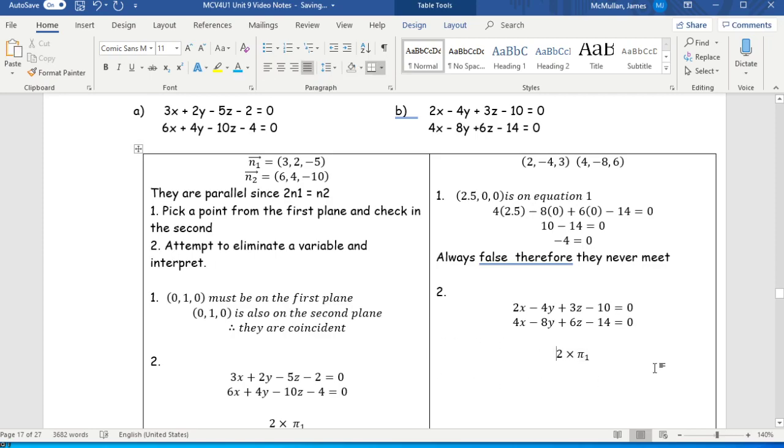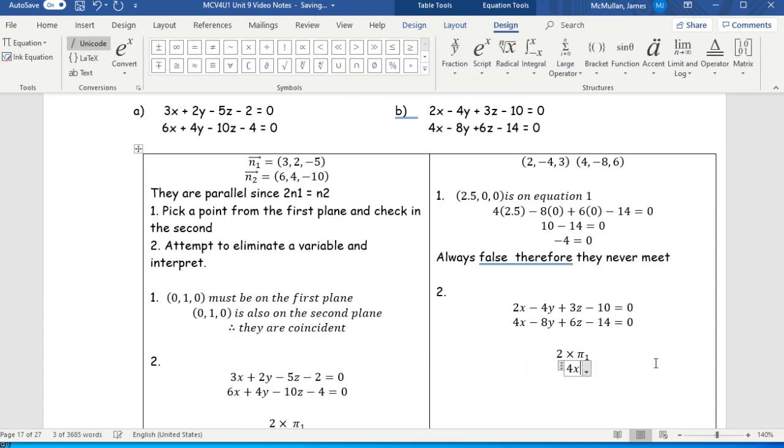So let's double the equation for pi 1. You get 4x minus 8y plus 6z minus 20 equals 0. Underneath it, 4x minus 8y plus 6z minus 14 equals 0. You subtract the two. Negative 20 subtract negative 14 is negative 6, and this is never true.